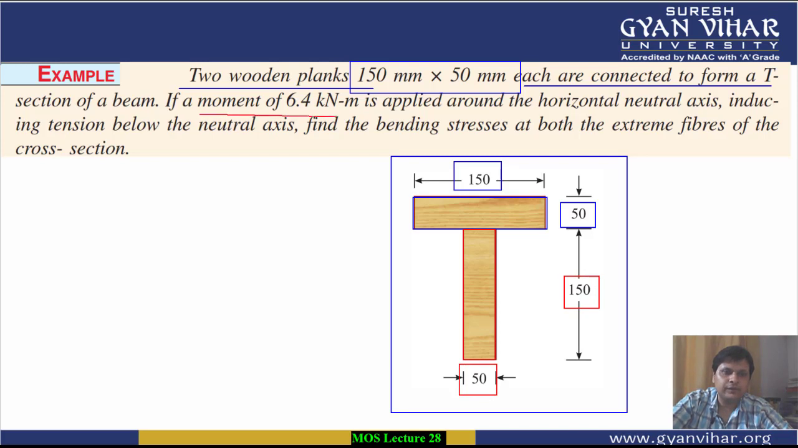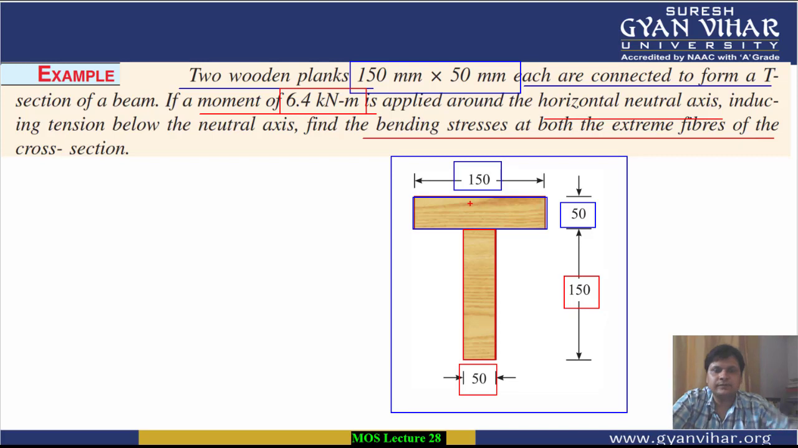Now, a moment of 6.4 kilonewton meter is applied around the horizontal neutral axis, inducing tension below the neutral axis. Find the bending stresses at both the extreme fibers of the cross section. We have to calculate the bending stresses at both of the extreme fibers.